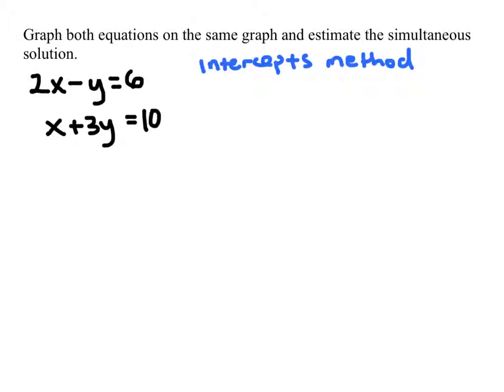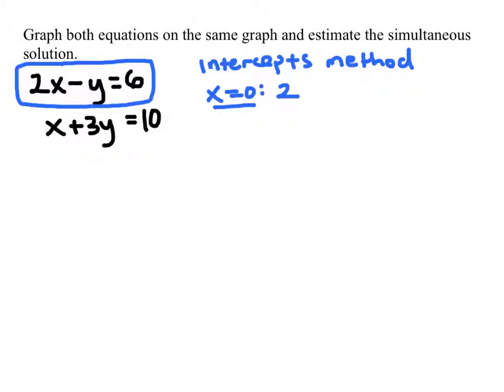And recall, with the intercepts method, we will take our linear equation and we let one of the variables be 0 in that linear equation, and we try to solve for the other variable.